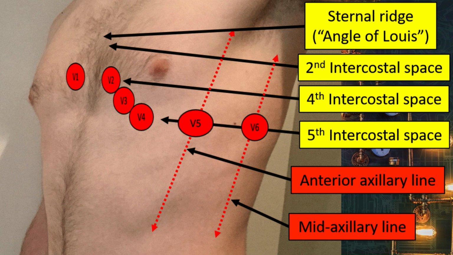Then we place V4. V4 is placed exactly at the mid-clavicular line, at the 5th intercostal space. And after that, we place V3 between V2 and V4. V5 is placed at the anterior axillary line, and V6 is placed in the mid-axillary line. Most of the time, it's actually obviously not the doctor's but the nurse's job to place the electrodes.